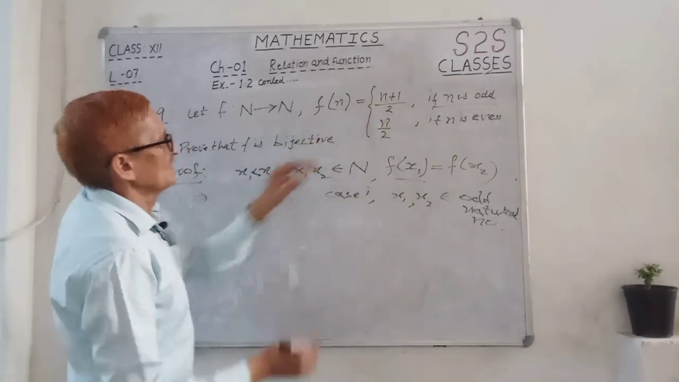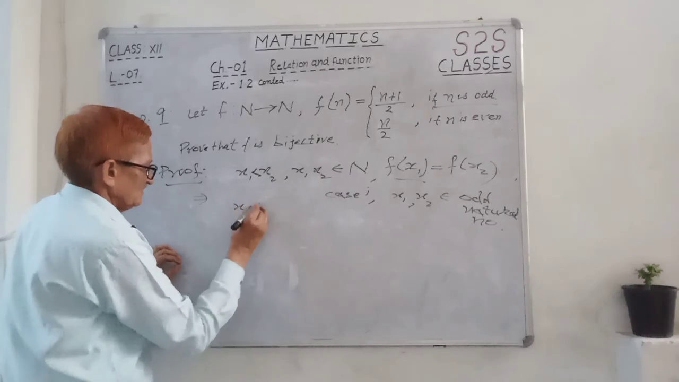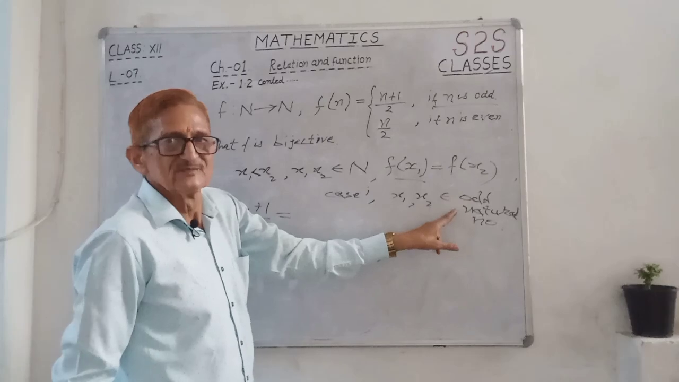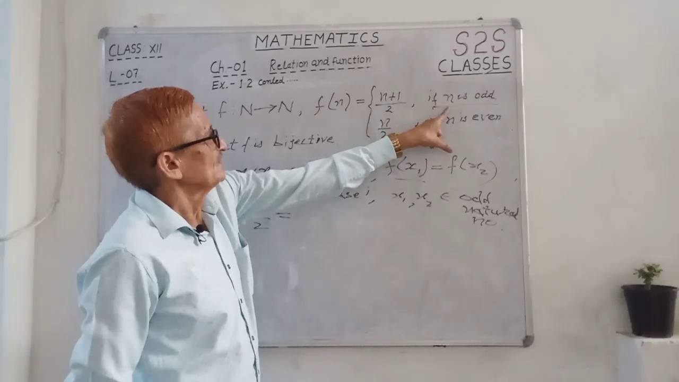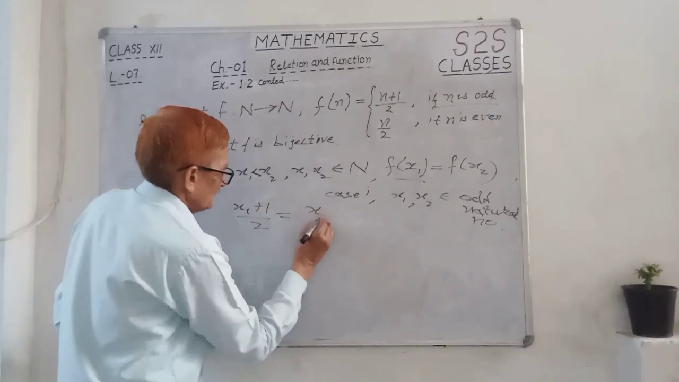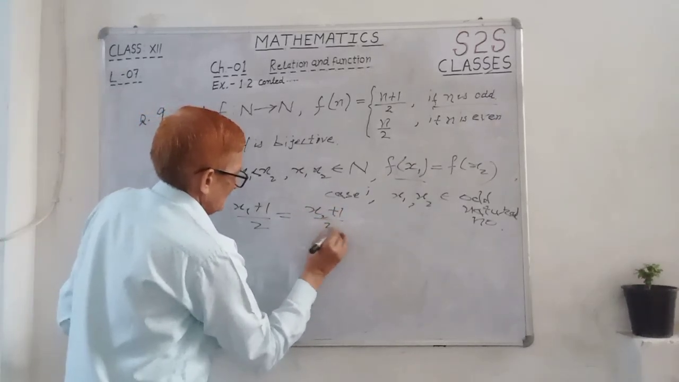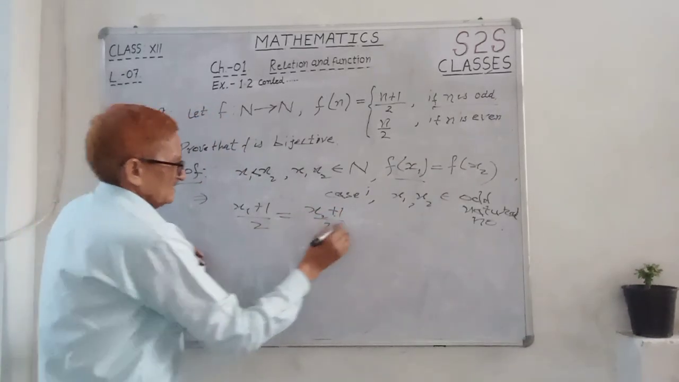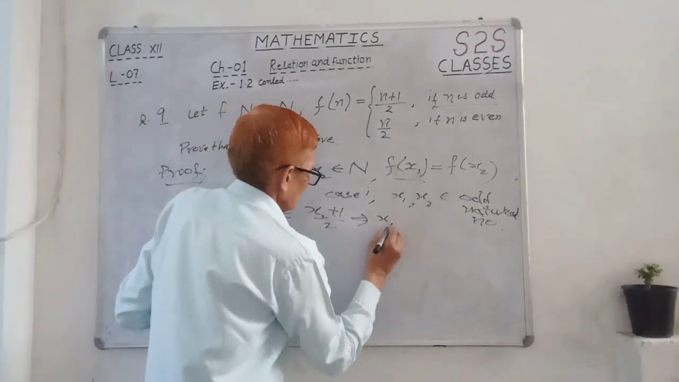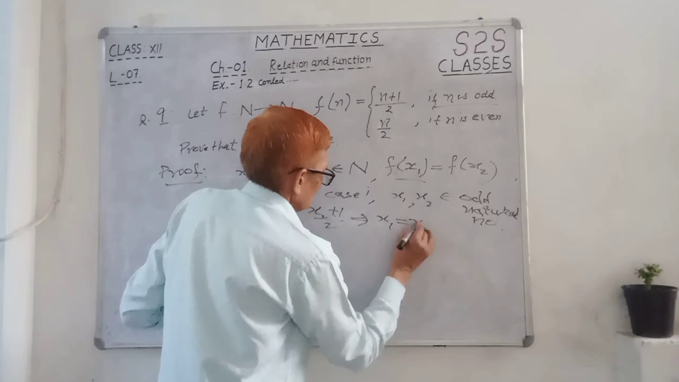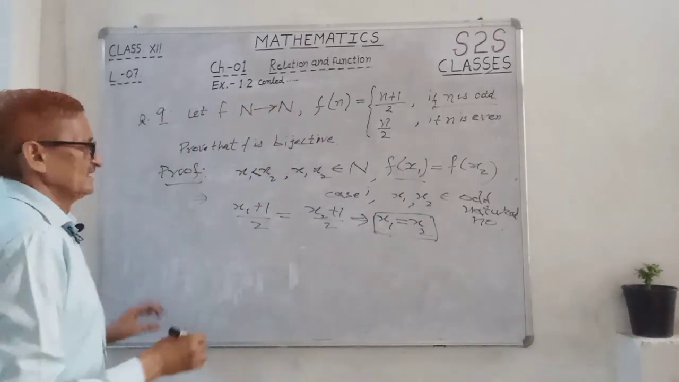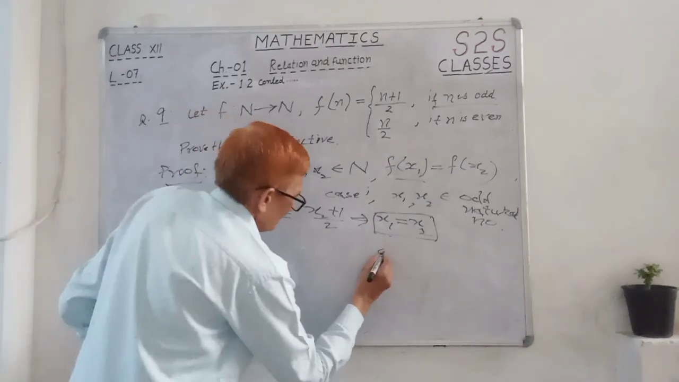If both are odd, then the image f(x1), x1 is odd, is (x1 plus 1) divided by 2. x2 is also odd, so the output is (x2 plus 1) divided by 2. For the first case this implies, cancelling, x1 is equal to x2. This case is okay.